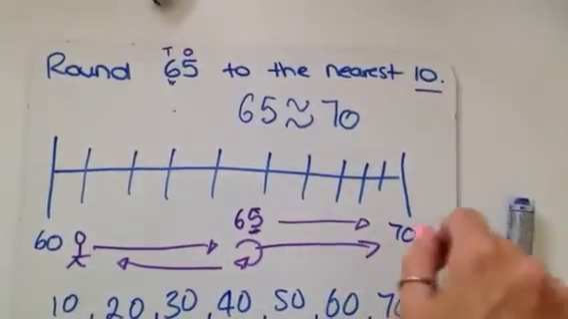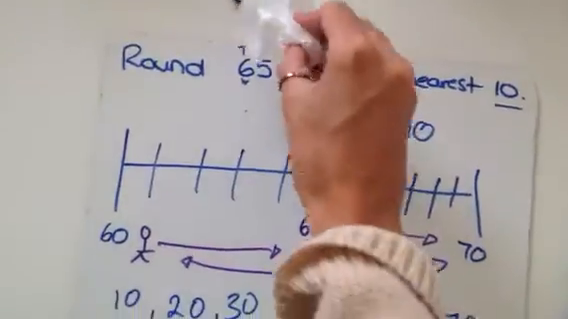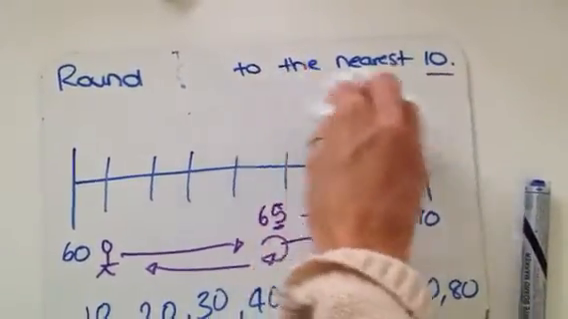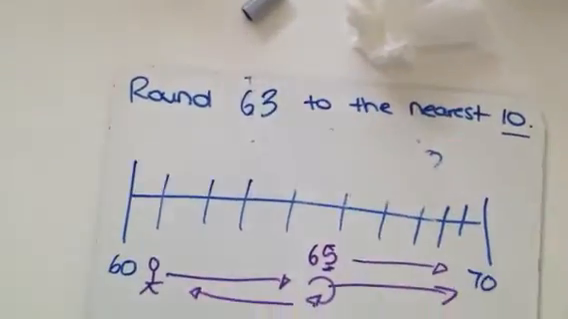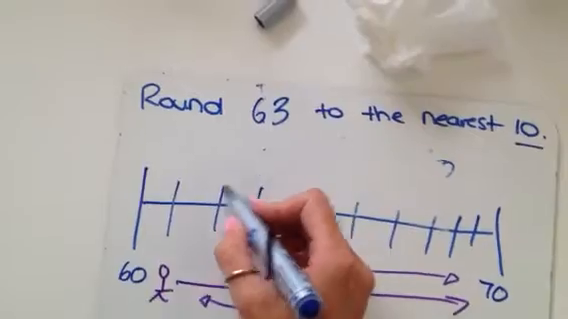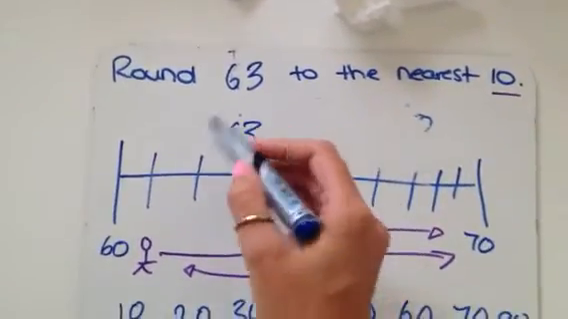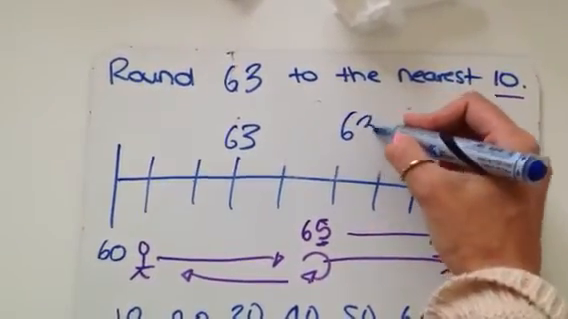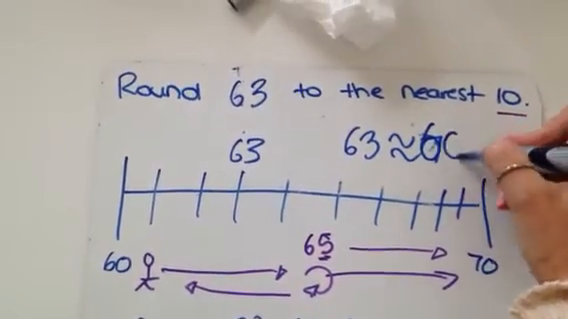Now in the situation where perhaps the number was not something that ended in a 5, perhaps it was, let's say, a number like 63. In that case, it would be plotted over here on the number line, 61, 62, 63. And in that case, the 63 is closer to the 60, so my answer would be 63 rounds off to 60.